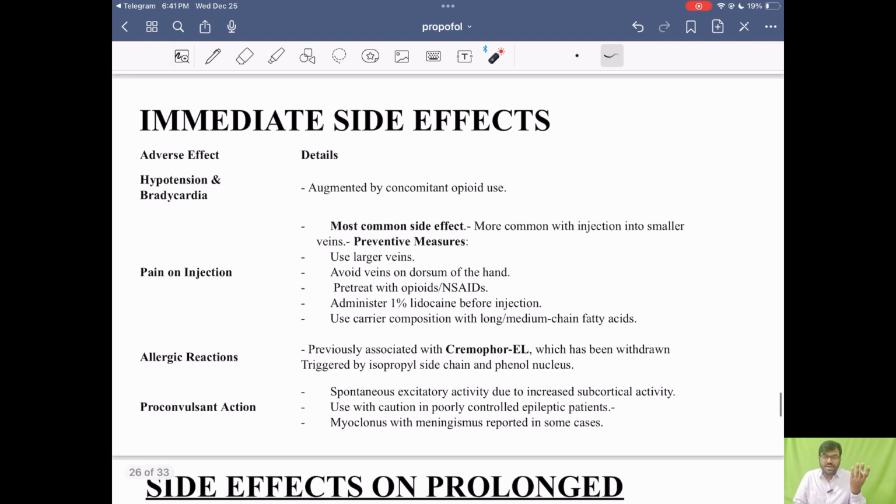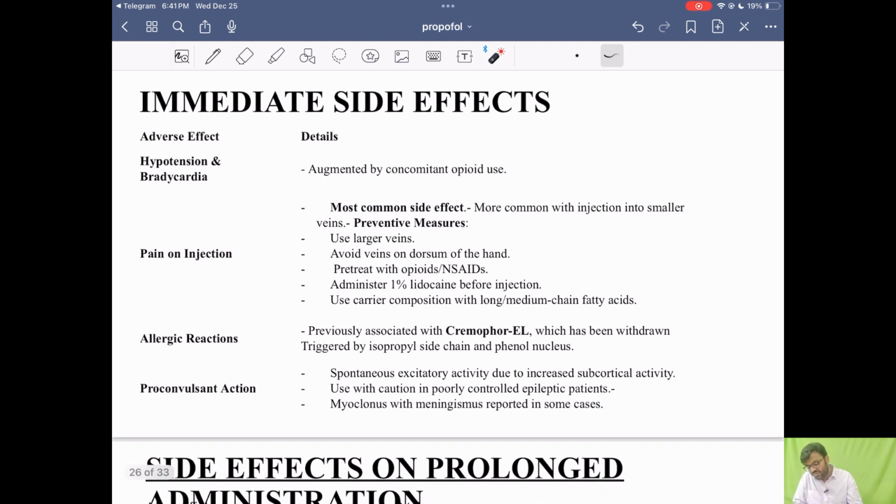We do take preventive measures to counteract that. The IV line is placed in somewhat larger veins, and we avoid the dorsum of the hand, where the lines are very painful. Or we can give pre-treatment with opioids or NSAIDs. Or we can administer 1% lidocaine in the local vein before injection, or use a carrier composition with long and medium chain fatty acid, a different composition of propofol, which will reduce the pain of injection.